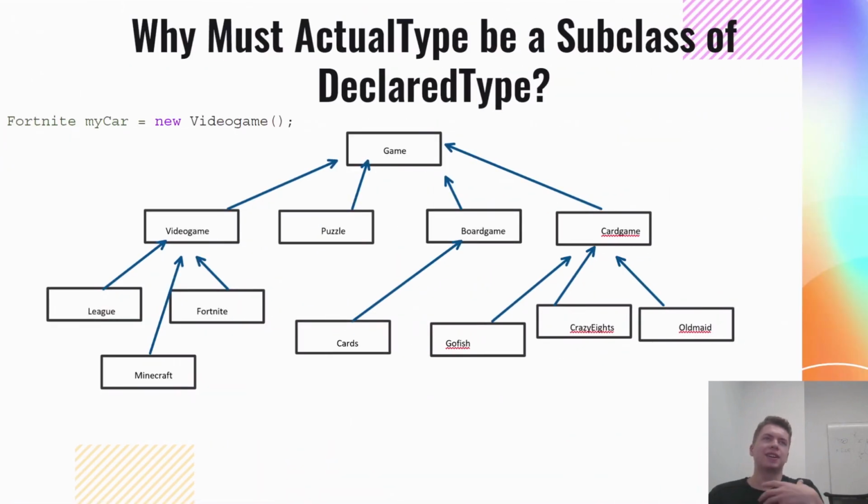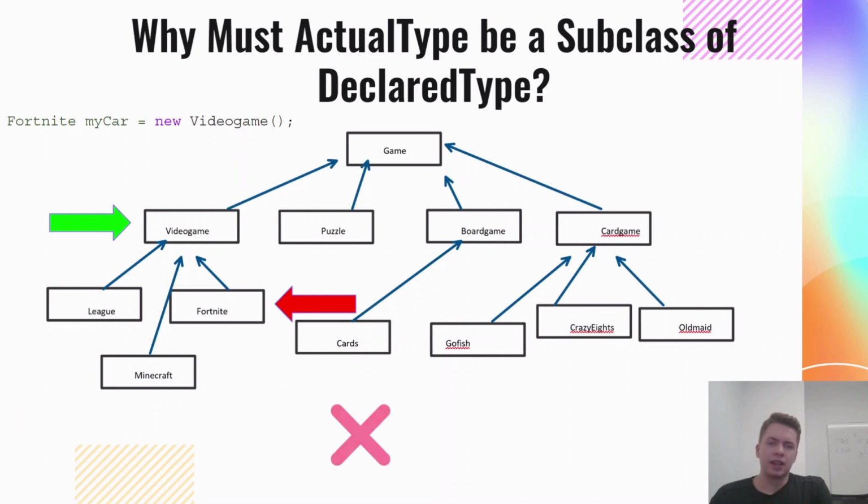And then for our Fortnite example, similar to my Minecraft example, and also we have a game called myCar. Maybe I forgot to change that from the slides. If we look at this, our actual type is video game. However, our declared type is Fortnite. And since there's no guarantee that video game contains all the states and behaviors from Fortnite, this is not okay. We'll get a compiler error.